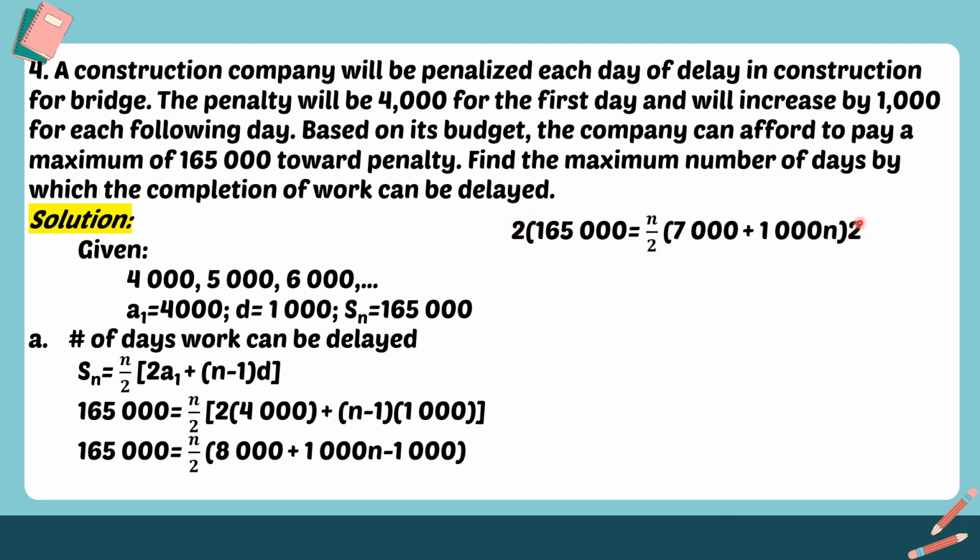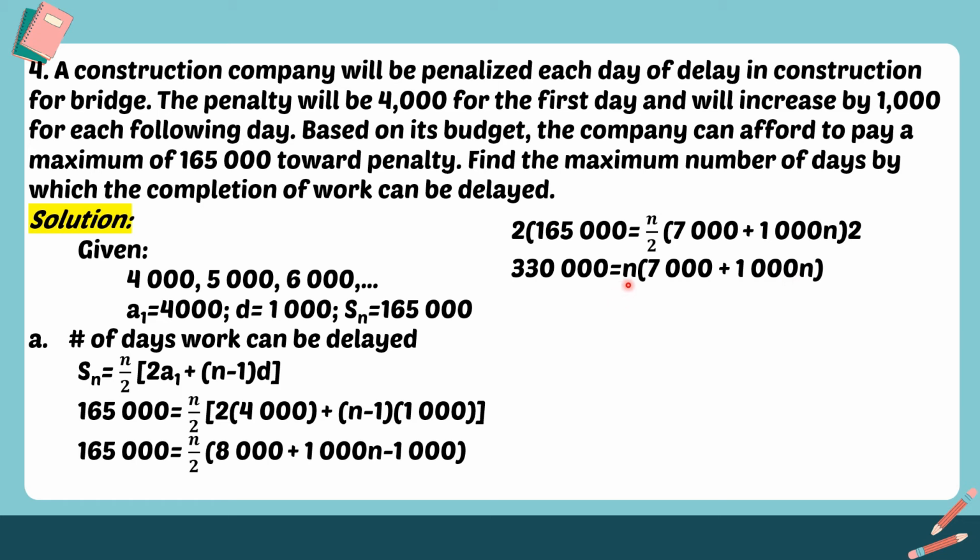Ayan siya. So, dito sa right side, makakancel na itong 2. And then, dito sa left side, mamumultiply yung 165 sa 2. So, 2 times 165,000 is equal to 330,000. And then, dito, mawawala na yung 2, makakancel na siya. Magiging 1 na siya. So, N na lang tayo. And then, we have 7,000 plus 1,000 N.